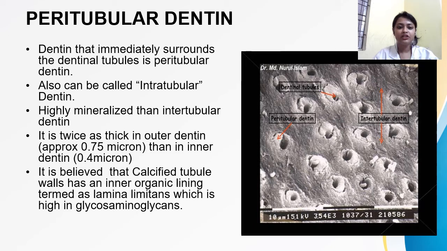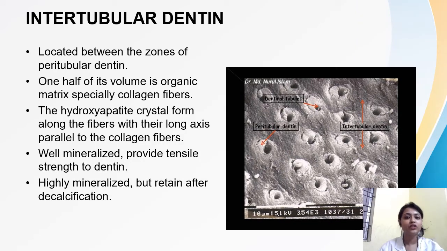It is more highly mineralized than intertubular dentin. It is twice as thick in outer dentin as in inner dentin. It is believed that the calcified tubule walls have an inner organic lining termed the lamina limitans, which is high in glycosaminoglycans. Coming to the intertubular dentin, that was intratubular or peritubular; this is intertubular. It is located between the zones of the peritubular dentin.